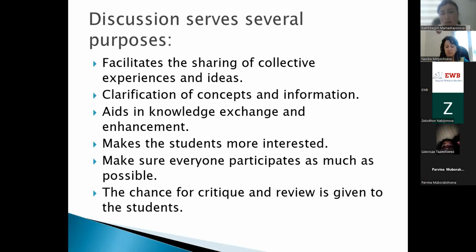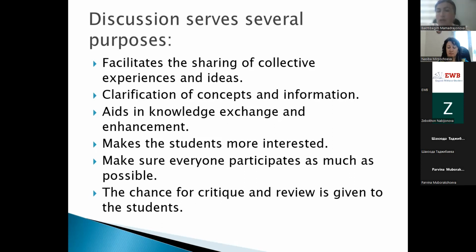We know that during the discussion, teachers facilitate the students, they gather students and pose the question, and they just move around that circle. They monitor them, they can help them. It is a kind of facilitation.